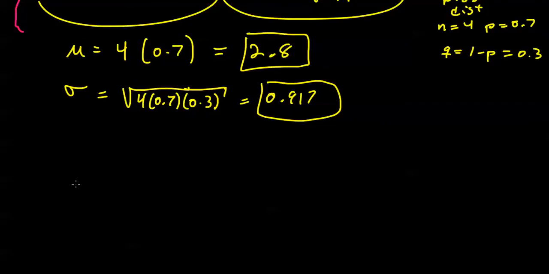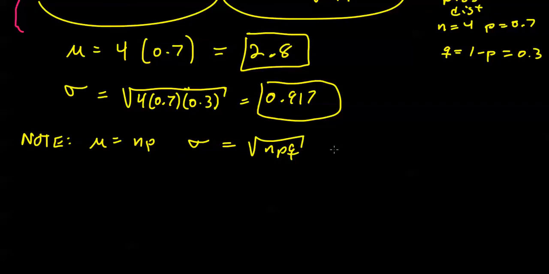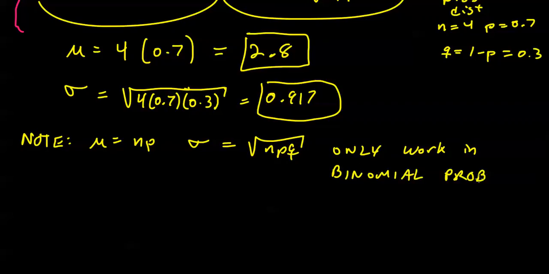Let me say, in warning, note that mu equals np and sigma equals root npq. These two formulas only work in a binomial probability distribution. The trouble is they're so much simpler, students try to use them often in non-binomial probability distributions.